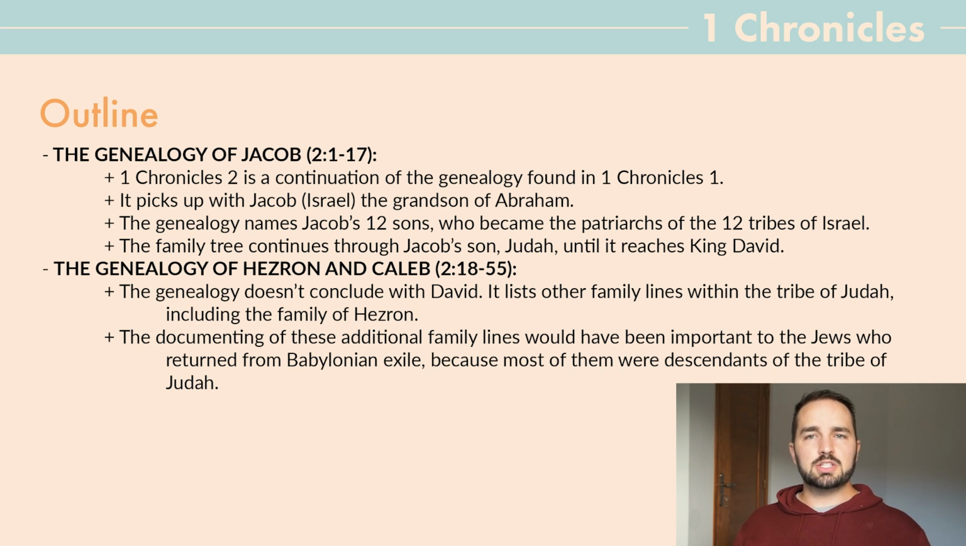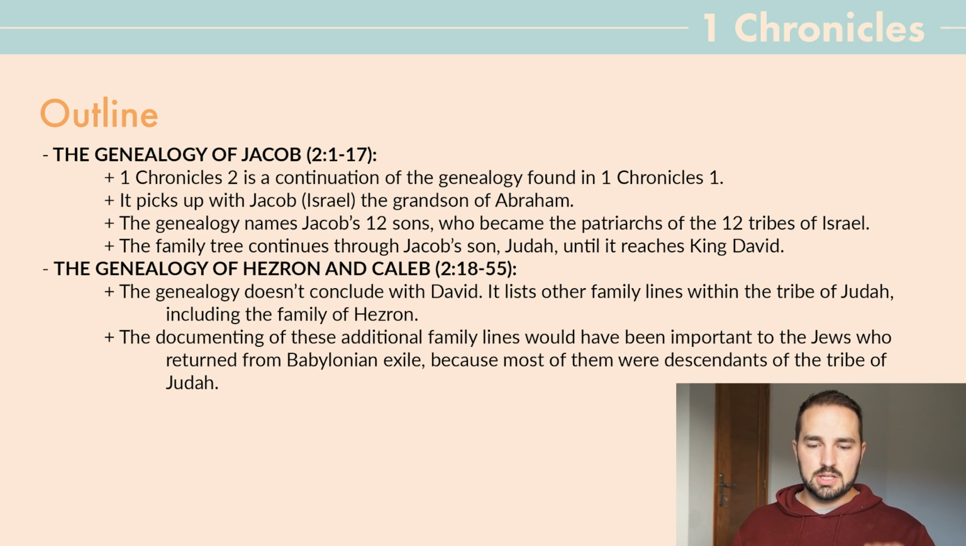It picks up with Jacob, also known as Israel, who's Abraham's grandson and the son of Isaac. The genealogy names Jacob's 12 sons, who eventually are going to become the 12 patriarchs, the 12 fathers of the tribes of Israel, and then they're going to grow into a great nation, right? And that's what we were talking about in our map section.